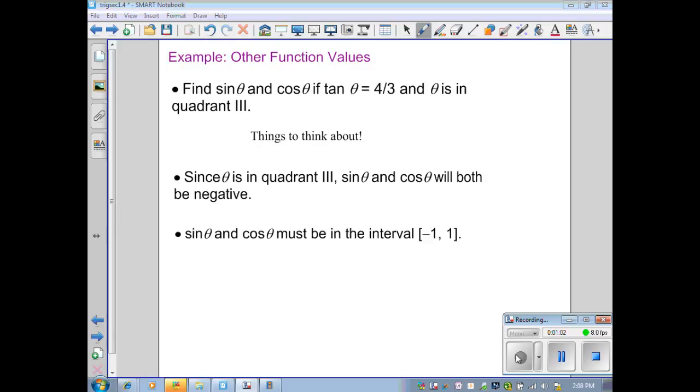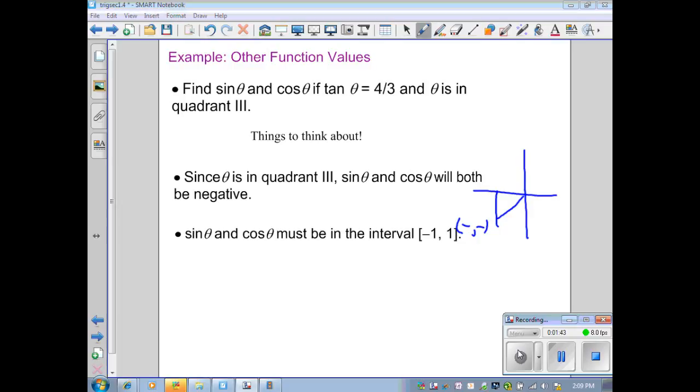The first bullet point down here: since theta is in quadrant 3, sine theta and cosine theta will both be negative. Recall that's true because in quadrant 3, if I have an angle, my x is negative and my y is negative. So sine theta and cosine theta are y over r and x over r. So negative divided by positive, those values will both be negative. The next bullet point says sine theta and cosine theta must be in the interval between -1 and 1, which is the range we just found in a prior section.